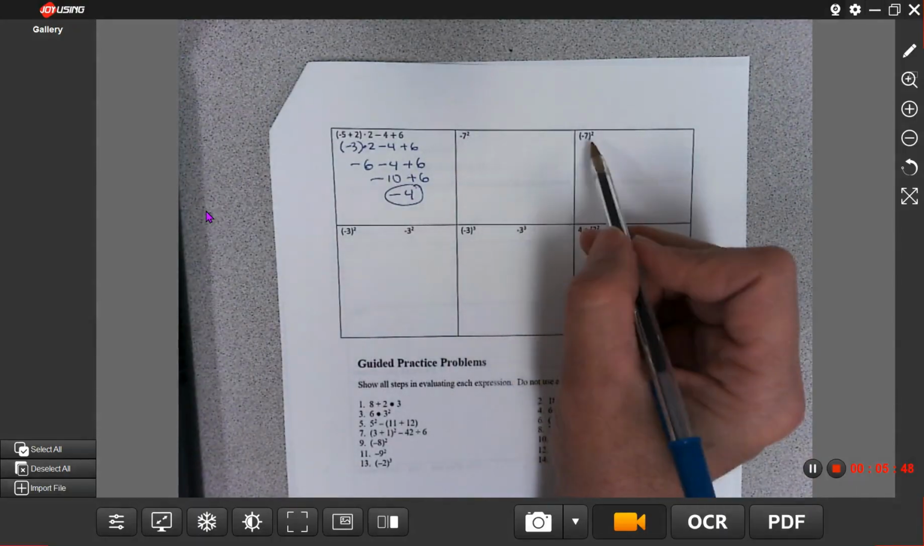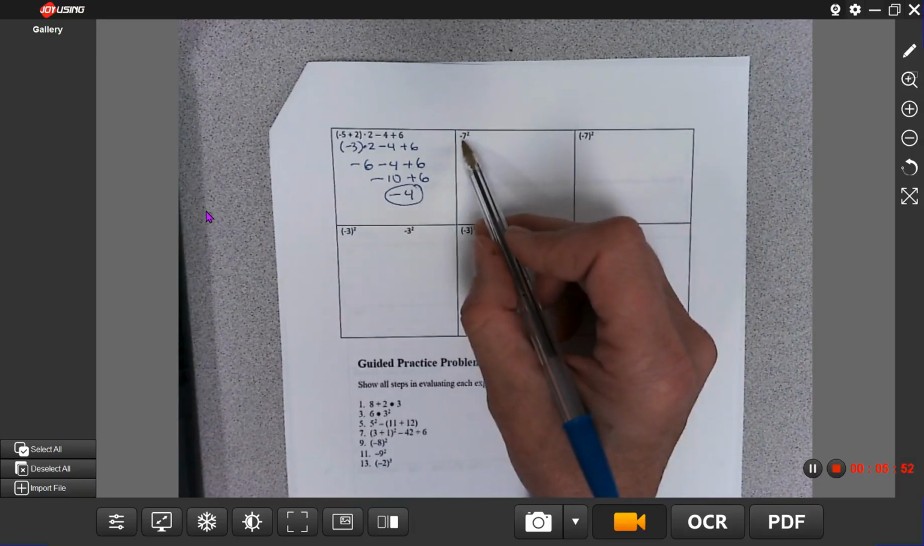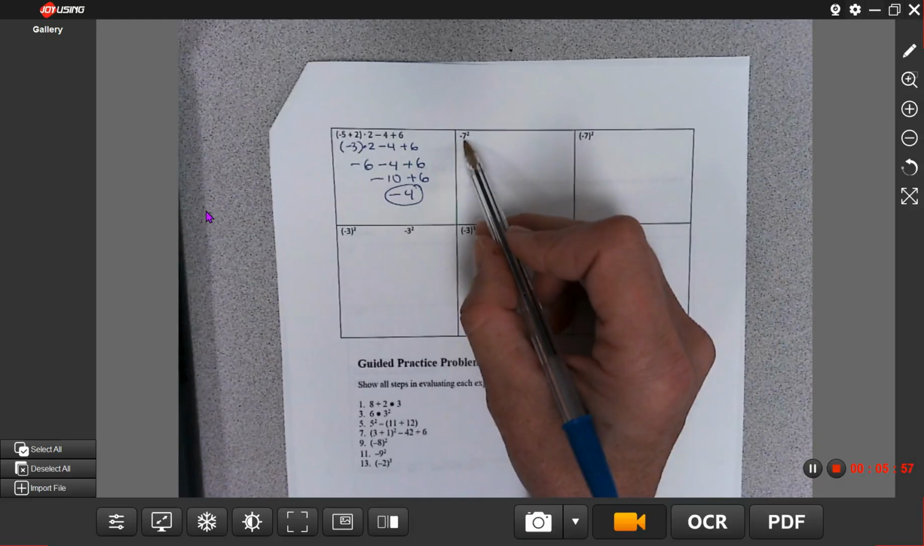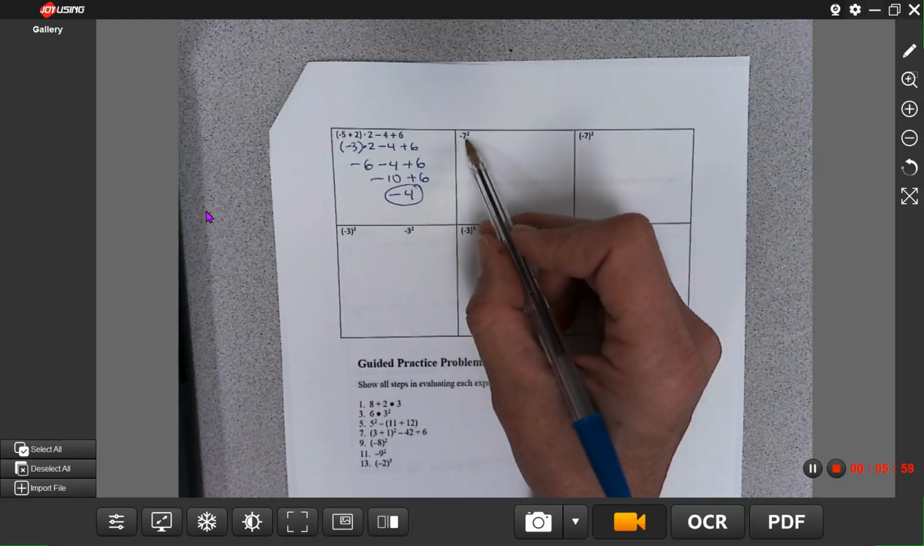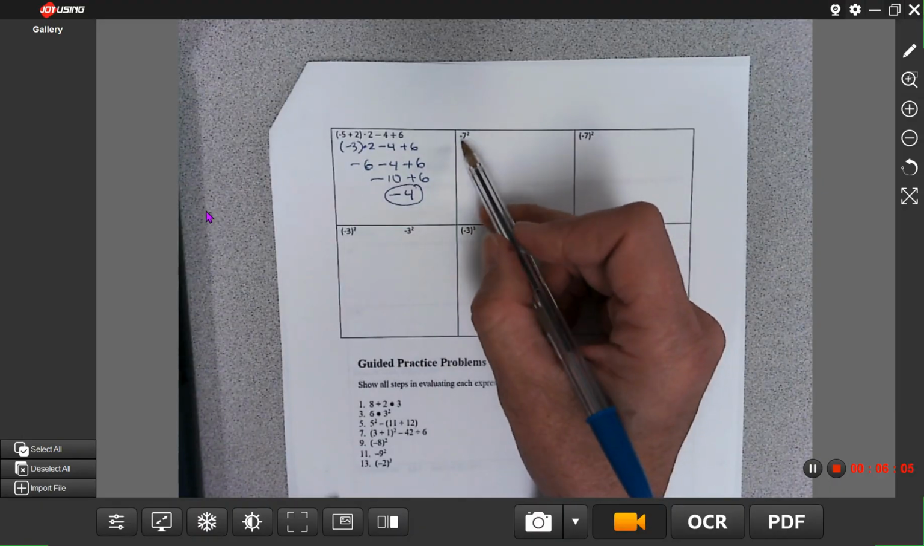All right, this one. Now notice that these two questions are almost identical. The difference is the parentheses. There's parentheses there. There's no parentheses here. So I have to do exponents before I do multiplication. And you're going to think, well, there's no multiplication there.